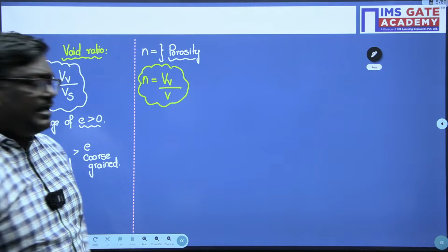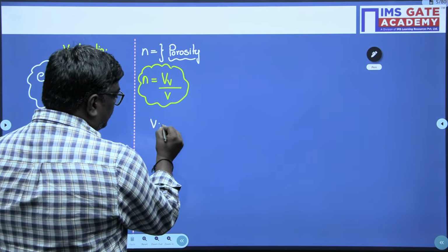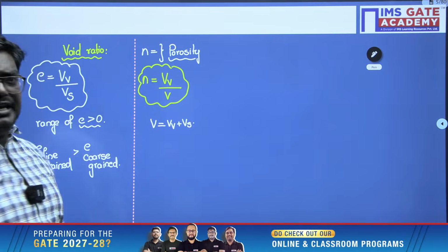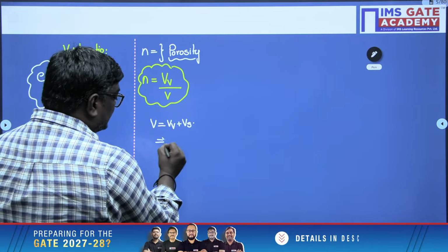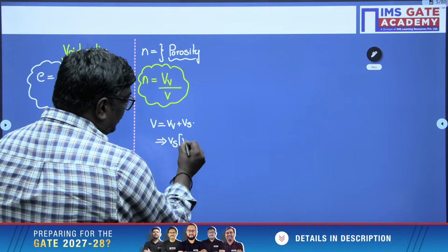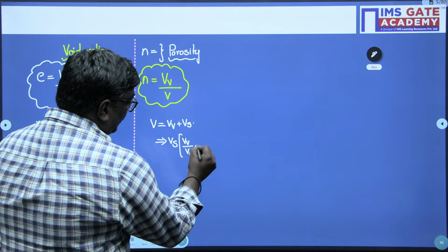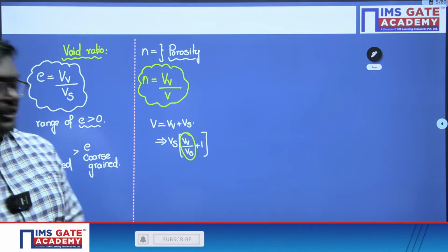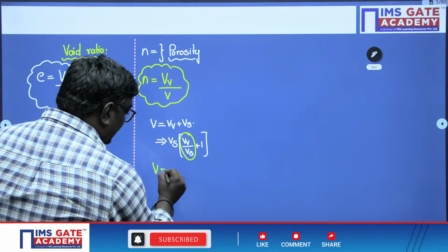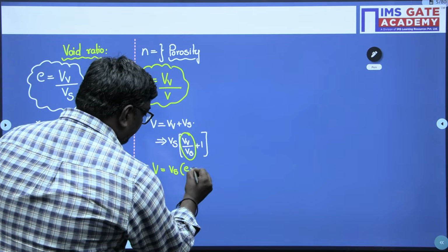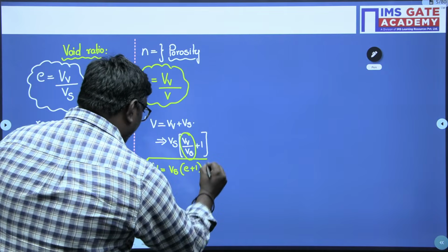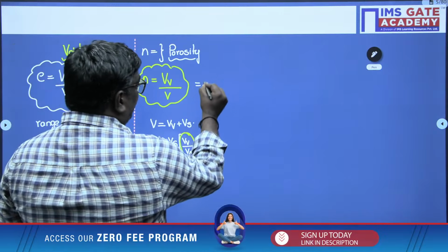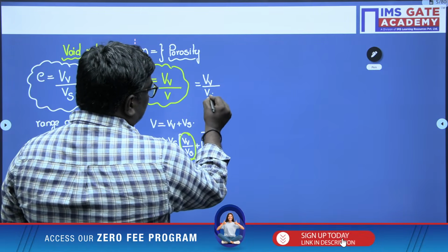Right. Now, my dear students, if I consider here, total volume is written as volume of voids plus volume of solids. Now, if I take volume of solids as common, it will be written as what, sir? Vv by Vs plus 1. Now, see students, here Vv by Vs is equal to void ratio. So total volume can be written as Vs into (e plus 1). So total volume is equal to Vs into 1 plus e here. So it can also be written as Vv by Vs into 1 plus e.